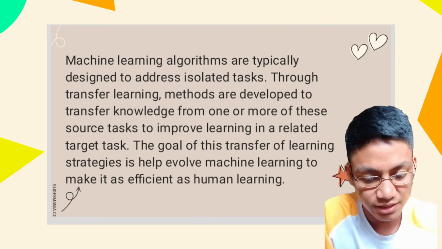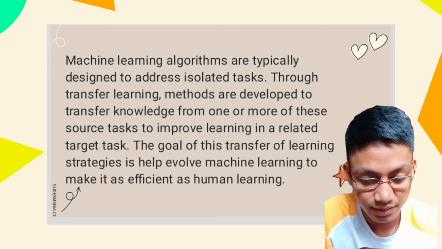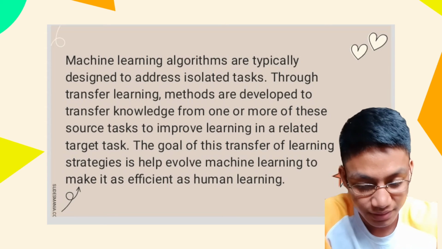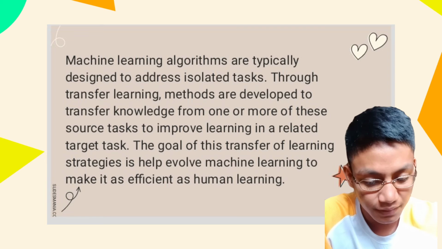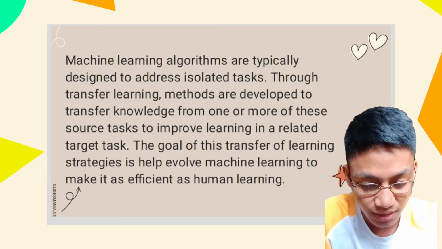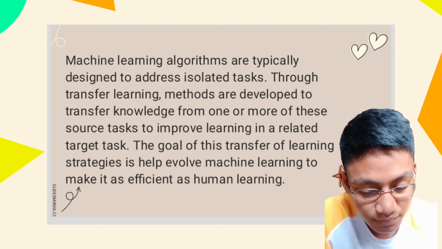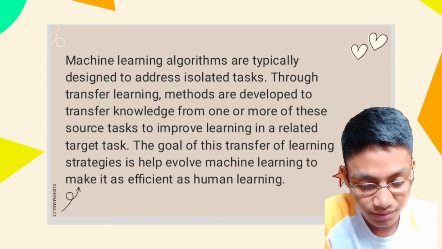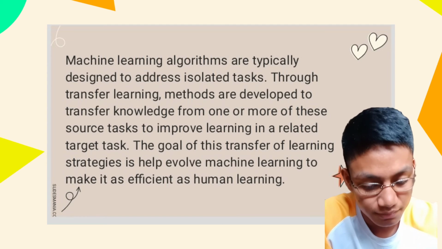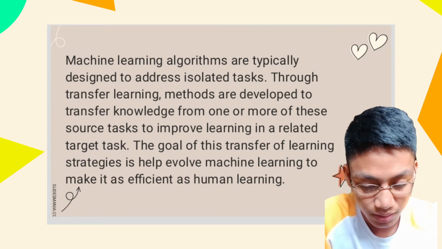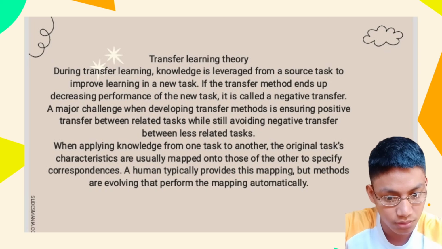Machine learning algorithms are typically designed to address isolated tasks. Through transfer learning, methods are developed to transfer knowledge from one or more of these source tasks to improve learning in a related target task. The goal of this transfer of related strategies is to help evolve machine learning to make it as efficient as human learning.